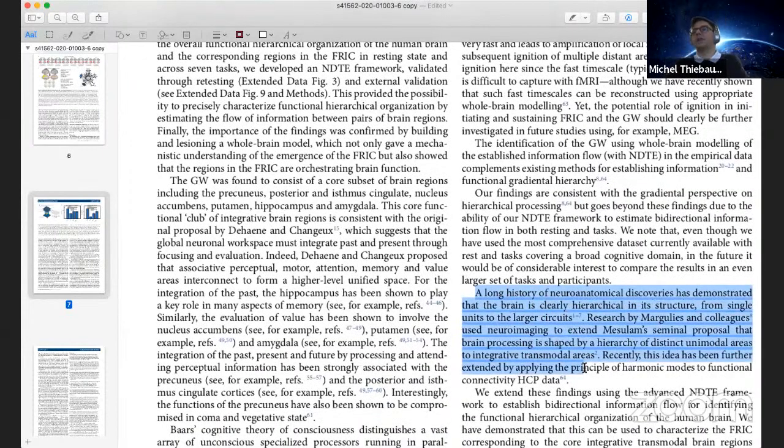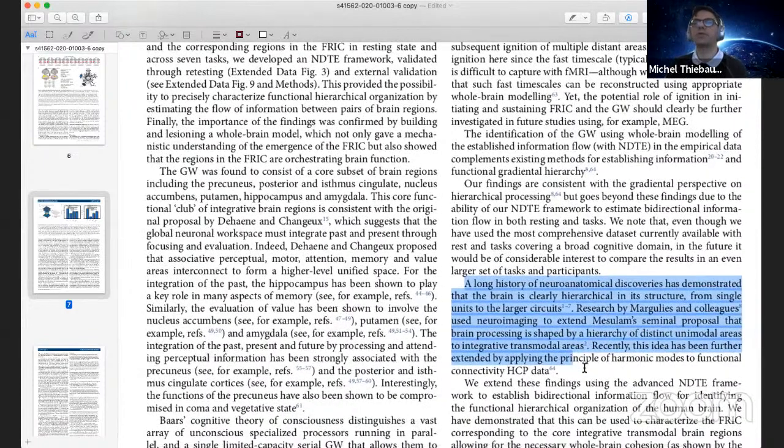Exactly. So a long history of neuroanatomy discovery has demonstrated that the brain is clearly hierarchical in its structure, from single unit to the larger circuits. Research by Margulies and colleagues used neuroimaging to extend Marsel Mesulam's seminal proposal that brain processing is shaped by a hierarchy from distinct unimodal areas to integrative transmodal areas.